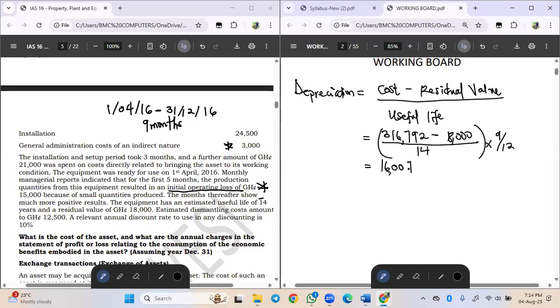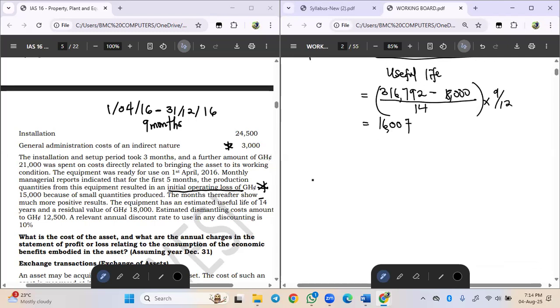16,007. Okay, so if you are asked to prepare extracts, this one will be going to the P&L as depreciation. Then when you get to the statement of financial position, let me do it. So the P&L extracts: we have depreciation, and as you know, depreciation is a negative figure.